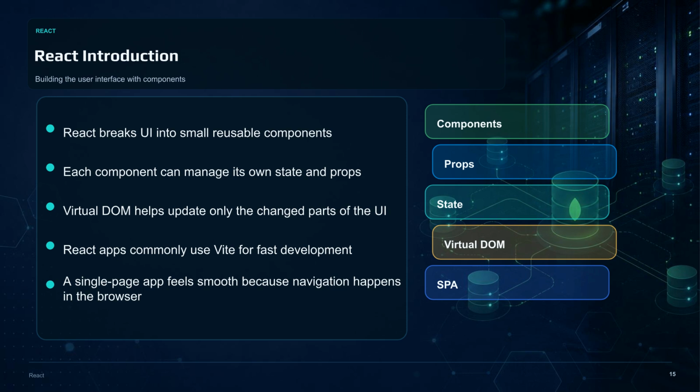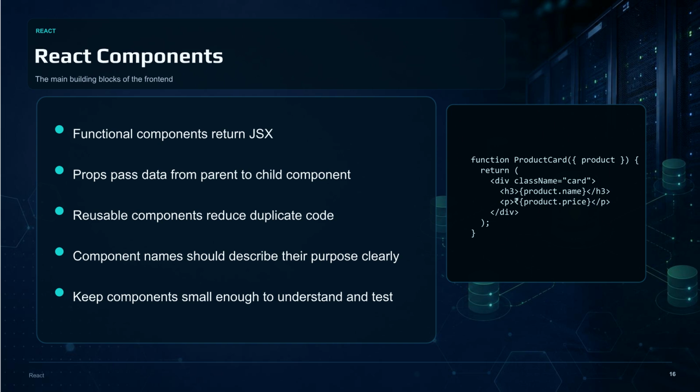In React, we build interfaces using reusable components, manage data through state and props, and use the virtual DOM to optimize updates for a fast, single-page application experience. React components are the building blocks of your frontend. Functional components return JSX, while props allow data to flow from parent to child. Keep your components small and reusable to maintain clean code and simplify testing.